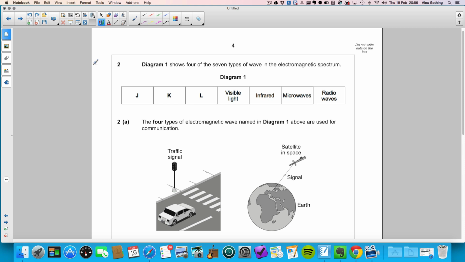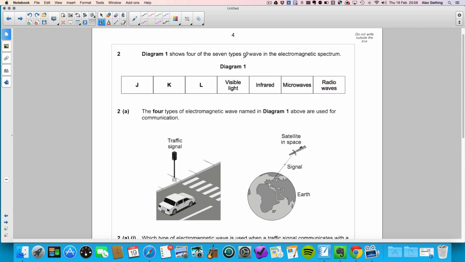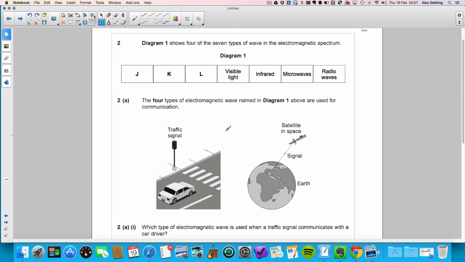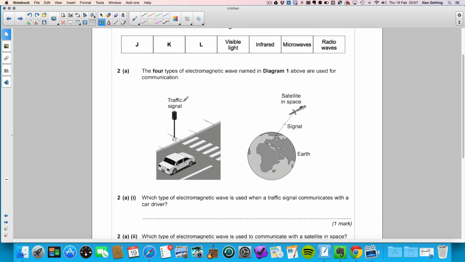Okay, question 2, we have a diagram showing 4 of the 7 types of wave in the electromagnetic spectrum. So we got JKL for the ones not labelled, visible light, infrared, microwaves and radio waves. 2 part A. The 4 types of electromagnetic wave named in the diagram above are used for communication. Okay, so we got a traffic signal, a satellite in space, coming off the planet there with a signal. Okay, 2A part 1. What type of electromagnetic wave is used when a traffic signal communicates with a car driver?